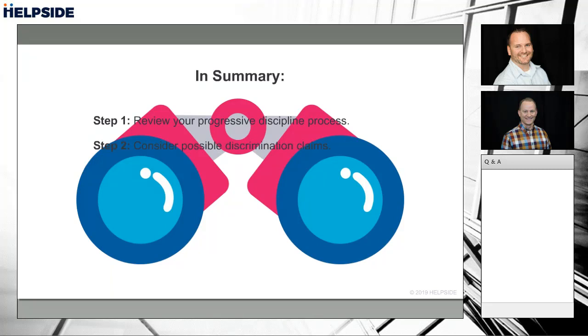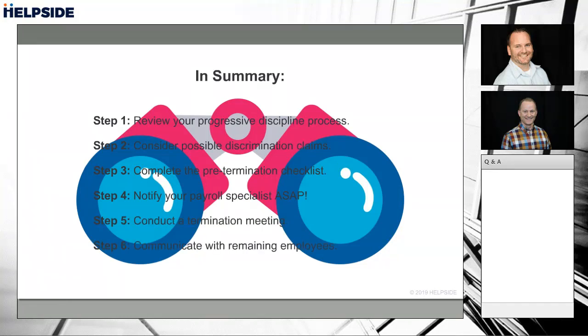Yeah. Simple but not easy. So in summary, because that was a mouthful, that was a lot. Review your progressive disciplinary process. Make sure your ducks are in a row. Consider possible discrimination claims and avoid those when possible. Complete the pre-termination checklist with the associated forms. Notify your payroll specialist as soon as you can. Then conduct the termination meeting and then have a follow-up communication with the remaining employees.